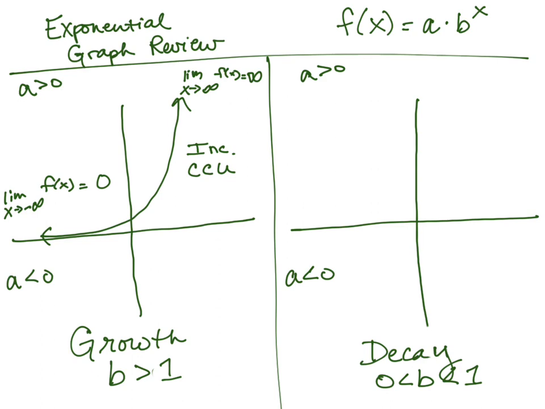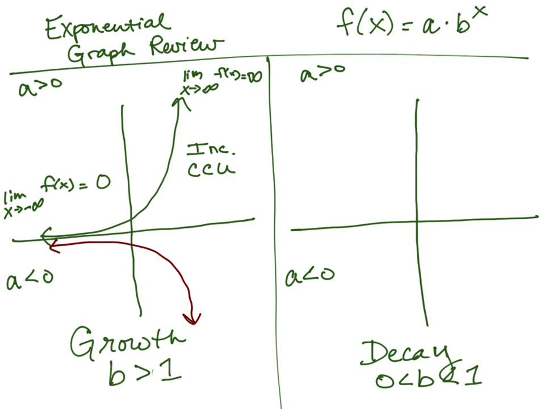Now, let's say that b stays greater than 1. We stay with something like 3/2 or 4. But that initial value, that a value, instead of being greater than 0, let's say it happens to be less than 0. What's that going to do to this function? It's going to flip it, same as it always does to our functions. It's going to reflect it over the x-axis. If a is negative, then we're reflected.